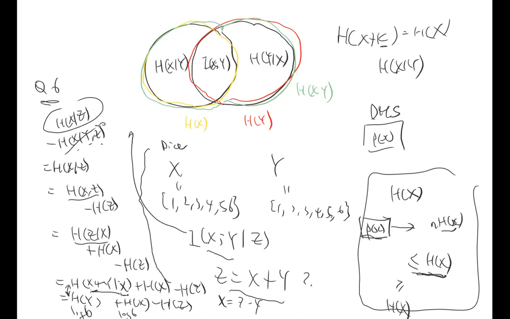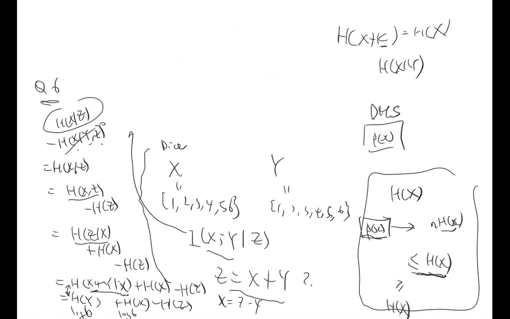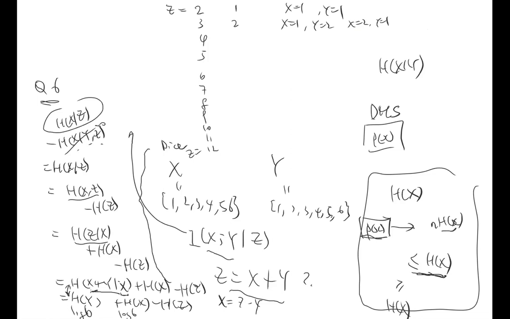H(Z), so what is H(Z)? It's probably a little bit more tedious. We need to consider all the combinations here. Z can be 2, 3, 4, 5, 6, 7, 8, 9, 10, 11, 12, and there are 36 different combinations. For Z equal to 2, there's only one case, X equal to 1 and Y equal to 1. For 3, there are 2 cases: X equal to 1, Y equal to 2, and the other way around. For 4, I can have X equal to 2, Y equal to 2, X equal to 3, Y equal to 1, and X equal to 1, Y equal to 3. So it's 3.